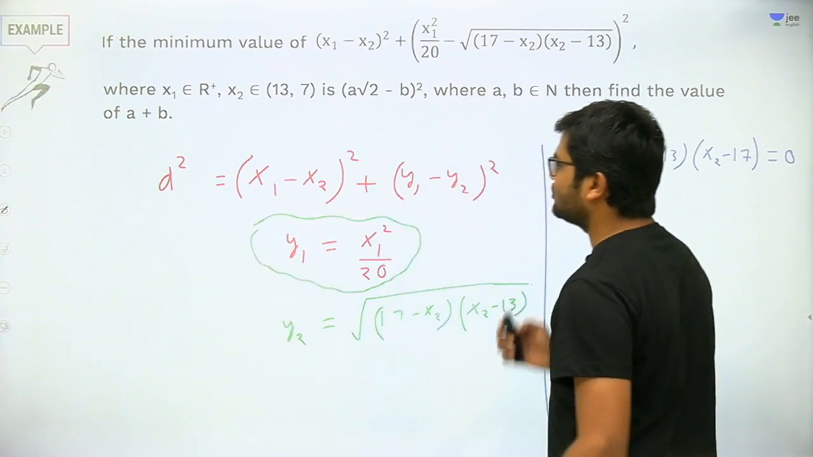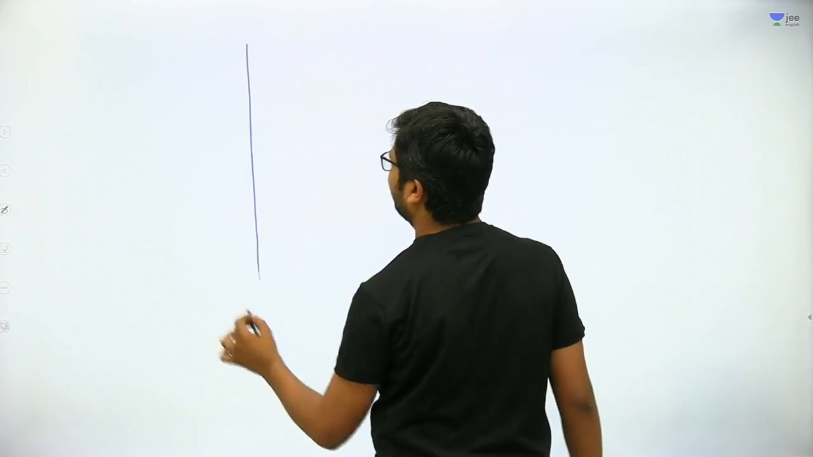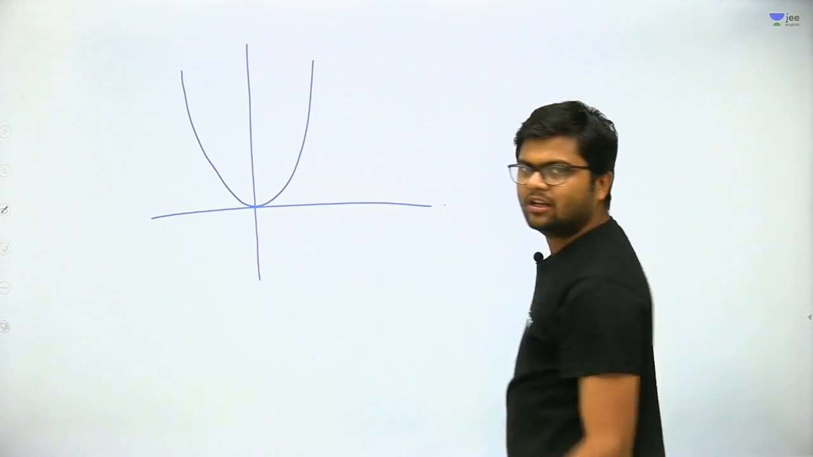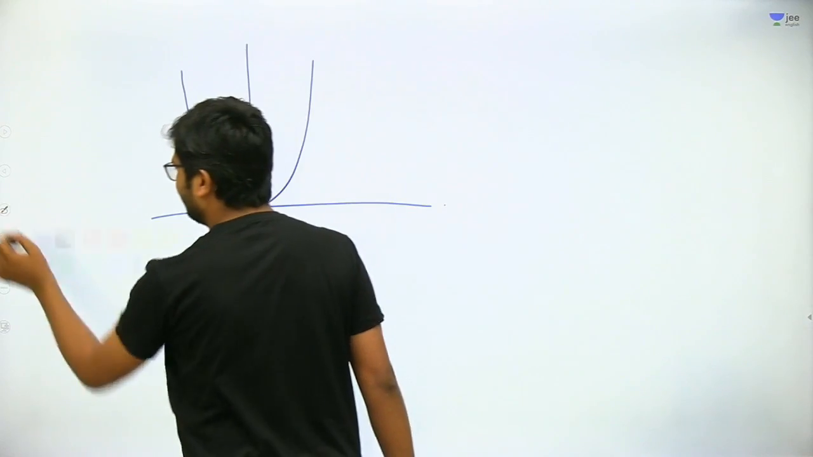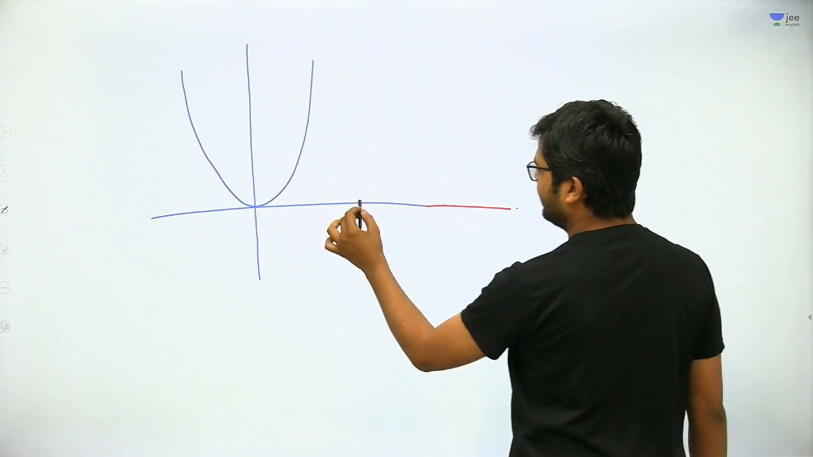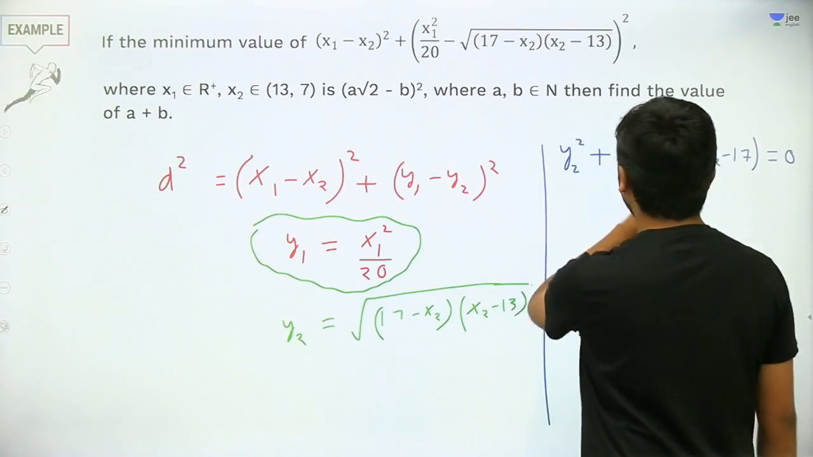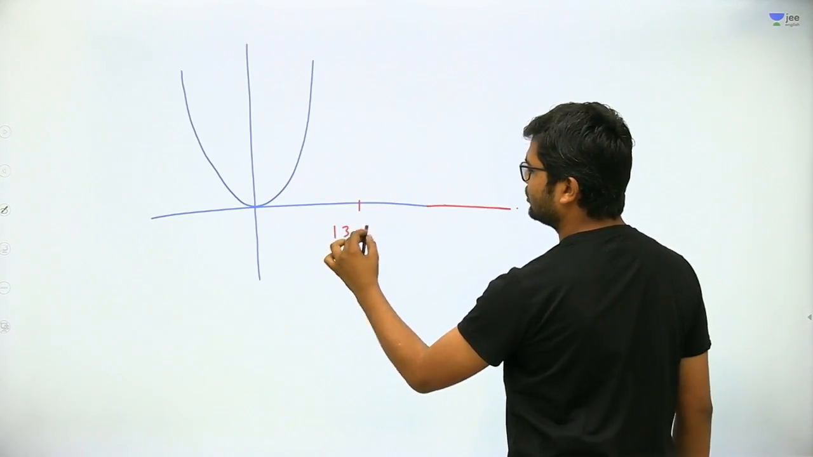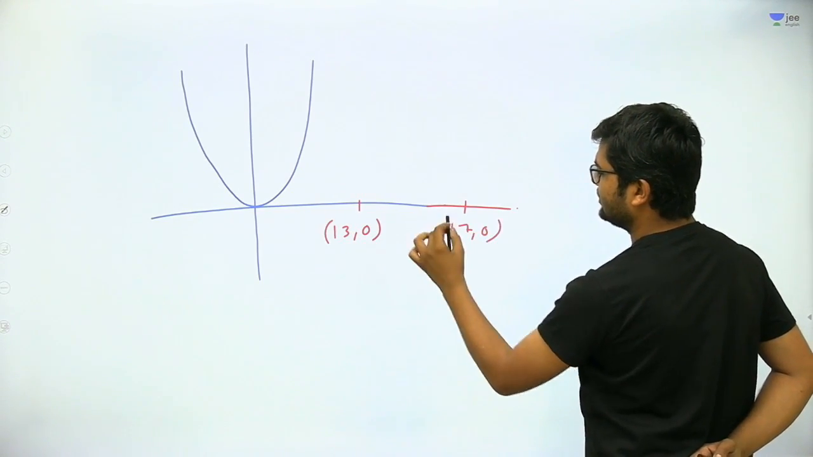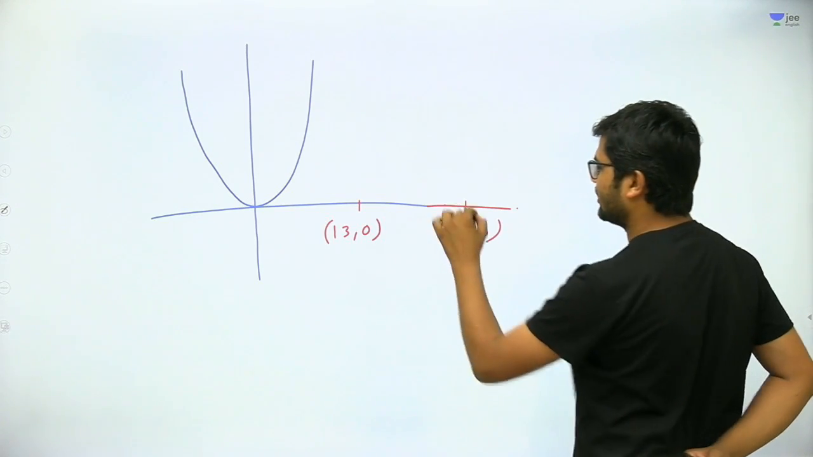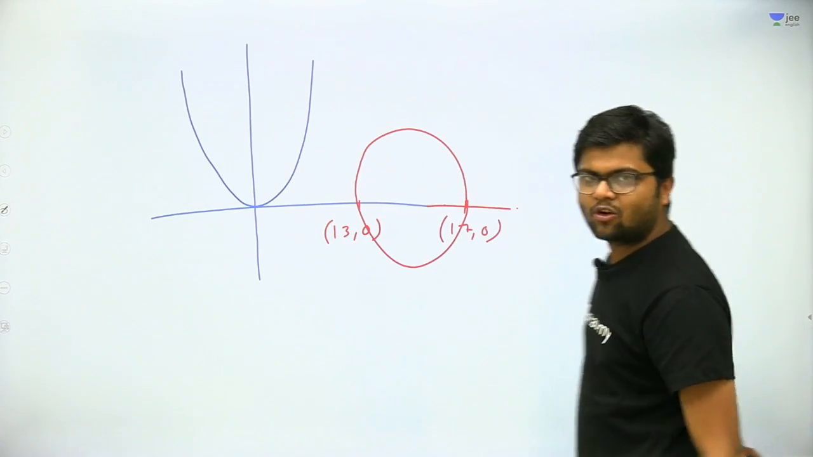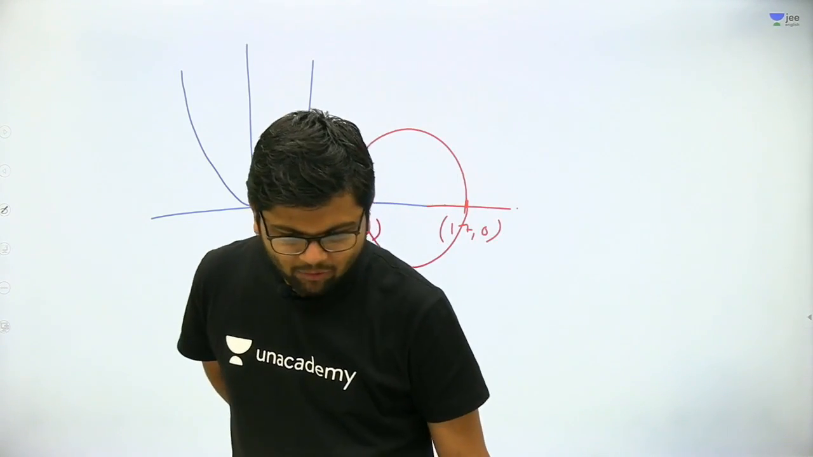So the question comes to this situation, that you have a parabola x square equal to 20y. This is the parabola that the question is discussing, and you have another circle. That circle is such that one end of its diameter is 13, 0 and the other end is 17, 0. So 13, 0 and 17, 0. This is the diametric end of the circle. So the circle can be easily drawn like it. Got my point? Very good.